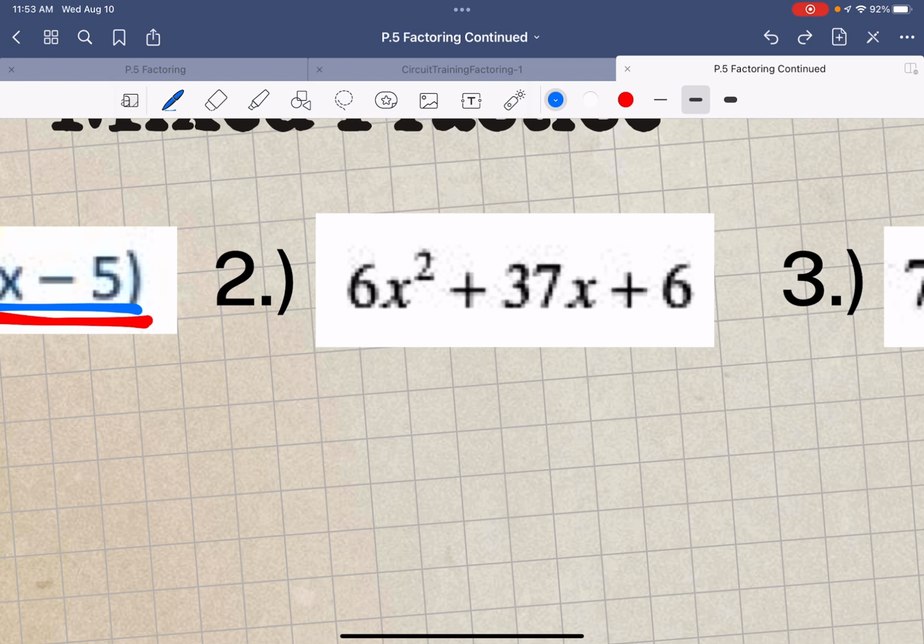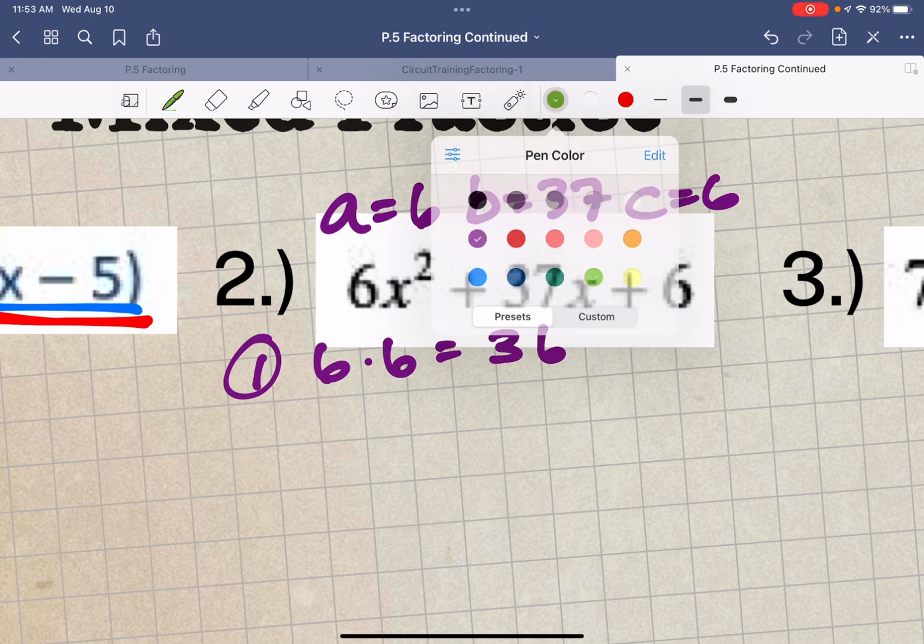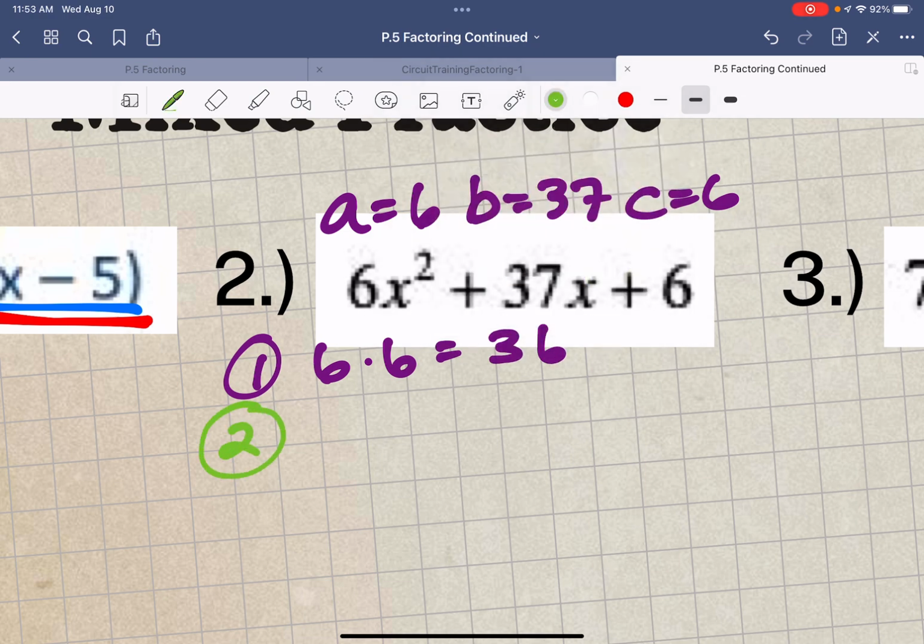So that's my 3-step process that we did earlier in the video. So let's go ahead and start that. I'm going to label A is 6, B is 37, and C is 6. So the first step of that process is multiplying A times C. Second step of that process is to find factors of 36 that add to 37.